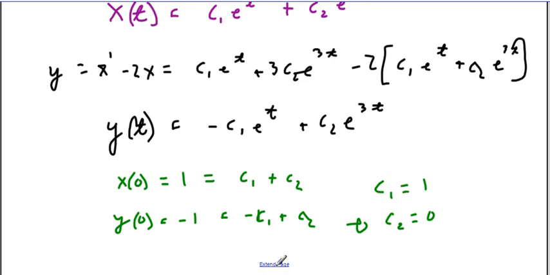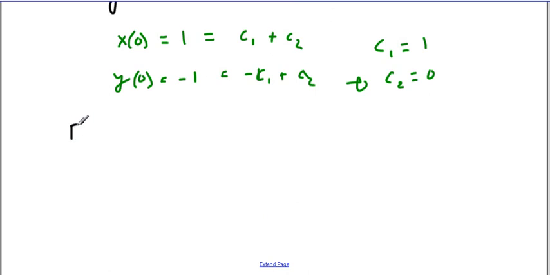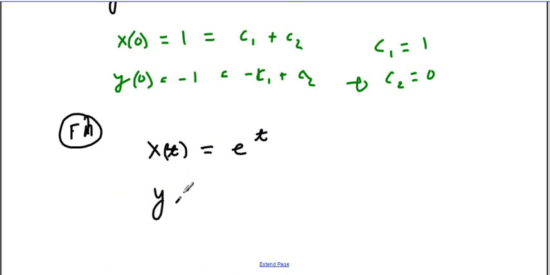Okay, so for my final answer, I get x of t is equal to e to the t, and y of t is equal to minus e to the t. Okay, good enough. Okay, moving on, and that checks with the back of the book. Moving on to number 14.